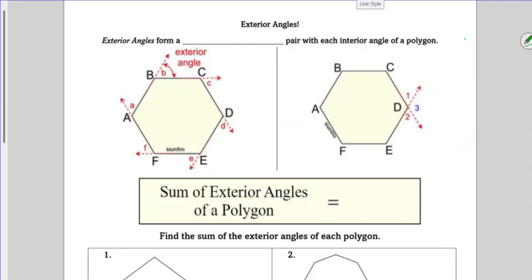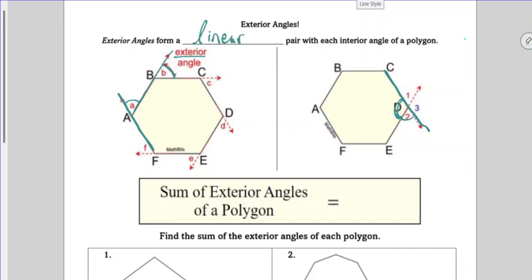All right, when we're dealing with exterior angles, we're talking about angles that are on the outside of the shape. So if you extend any line segment, if you extend this line, you're creating an exterior angle. You can also go the other direction with it. So let's say we extend this line, CD. If we extend that, we're creating this exterior angle, which is a linear pair with that interior angle.